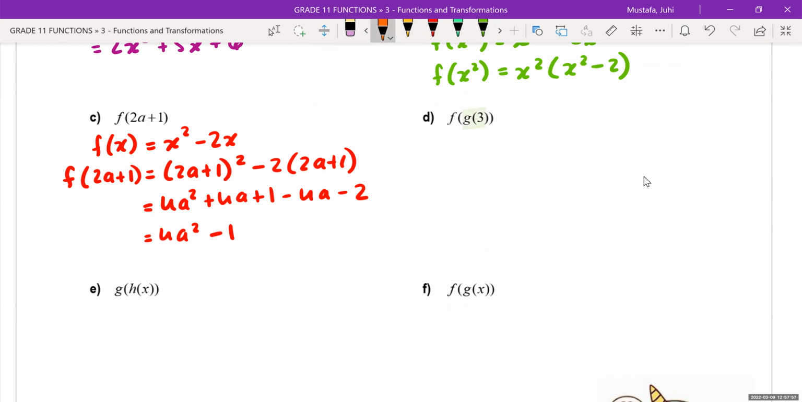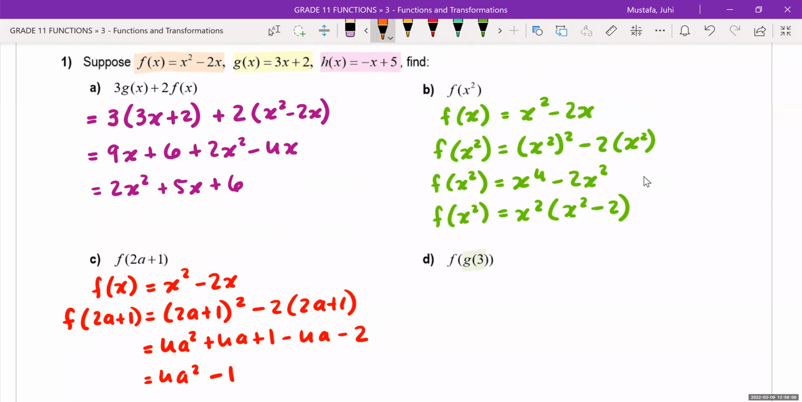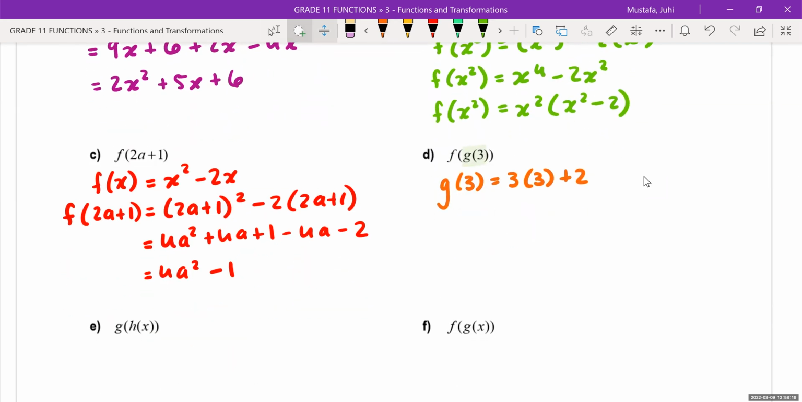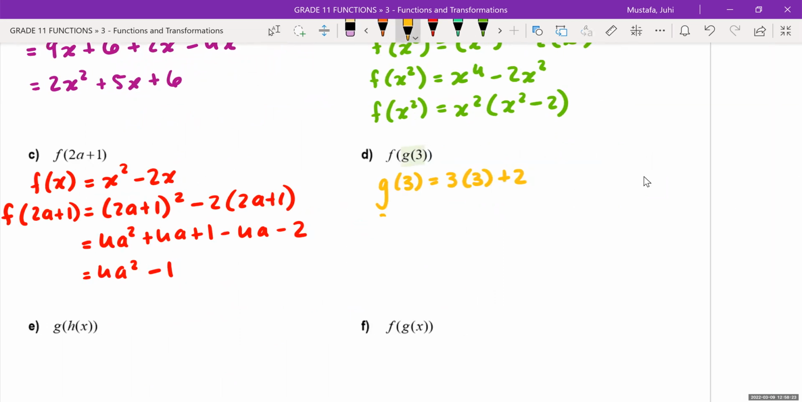Okay, so I'm just going to scroll up. g of 3 is going to be 3 times 3 plus 2. Because if you look at the top where I've highlighted in yellow, g of x is equal to 3x plus 2. Now we're replacing every single x with the number 3. When we solve this, g of 3 is just going to be equal to 3 times 3 is 9 plus 2 is 11. So g of 3 is equal to 11.